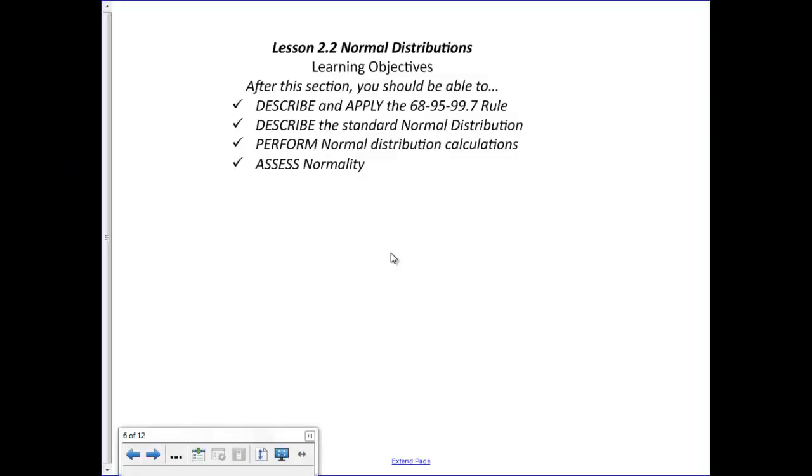Yesterday we described and talked about the 68, 95, 99.7 rule. What's another name for 68, 95, 99.7? Empirical rule. Yeah, good. And we can describe a normal distribution using the mean and standard deviation. Today we're going to talk about normal calculations, and assessing normality will be another day, not today.